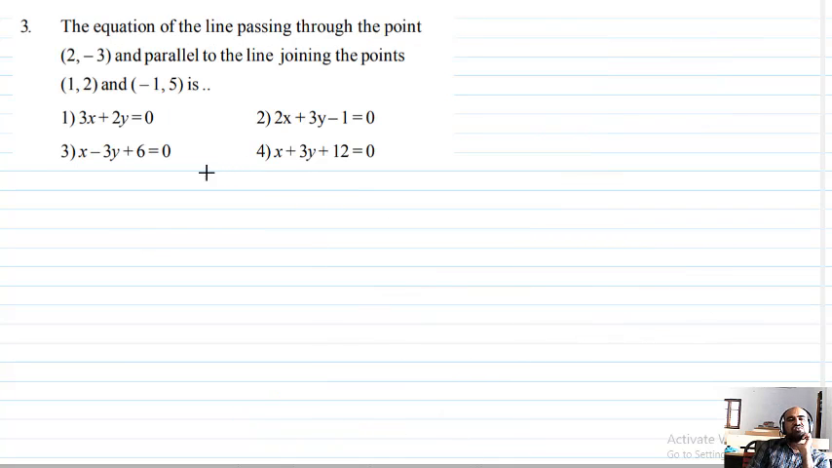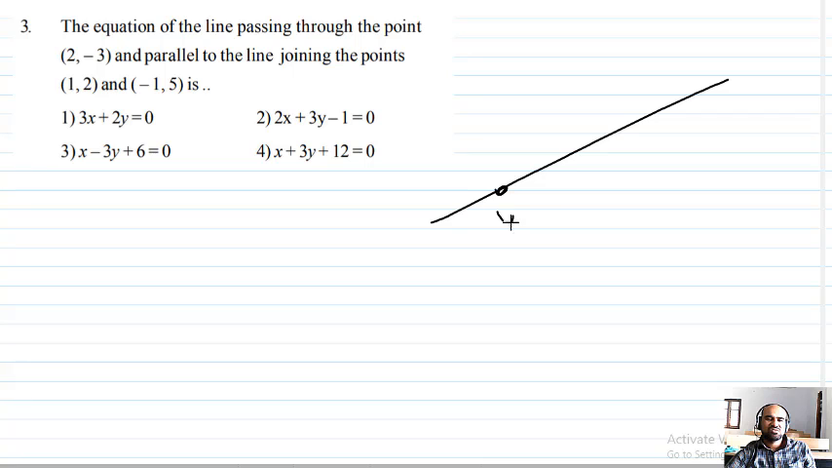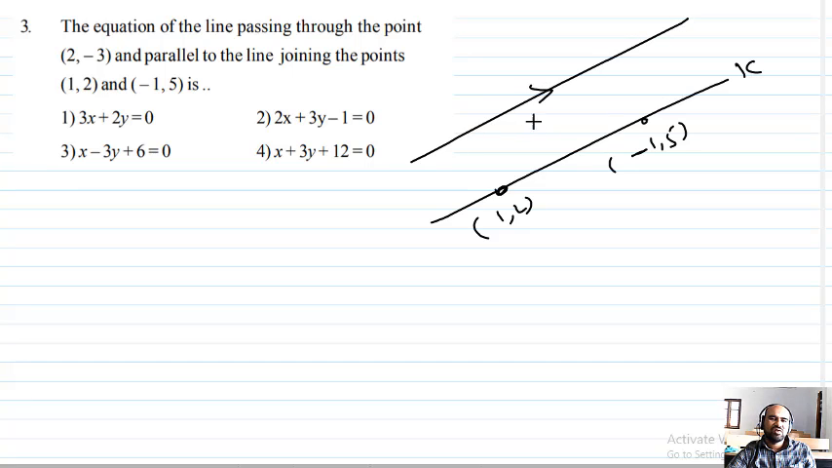Okay. Question number 3, students. The equation of the line passing through the point minus 2 comma 3 and parallel to the line segment joining these two points. For example, this is one of the lines, which is passing through 1 comma 2 and minus 1 comma 5. Let it be k. The required line and the given line are parallel, and this line is passing through 2 comma minus 3. How to find the equation of L? We want its slope. The slope of k and the slope of L are the same because they are parallel.